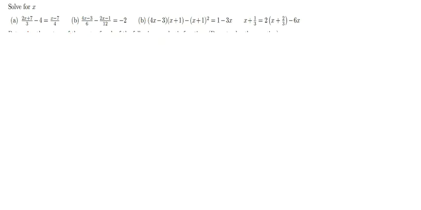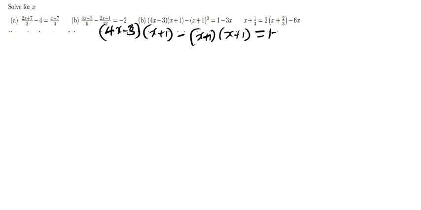I'm going to rewrite this expression as (4x - 3), I put them in brackets, then (x + 1), then minus, this one is going to be (x + 1), then (x + 1), then should be equal to 1 - 3x. What I have written here is basically the same as that. Okay, so there we go.